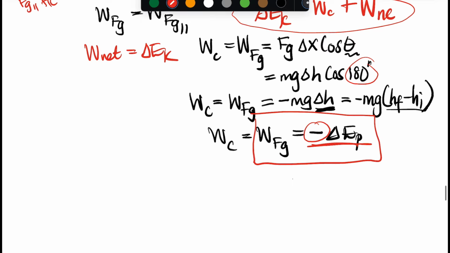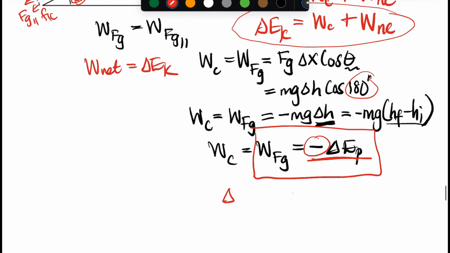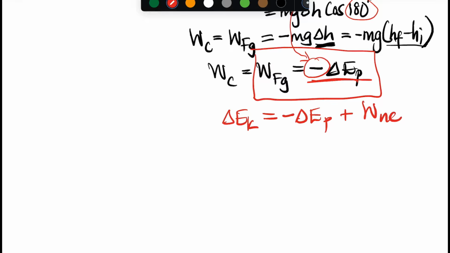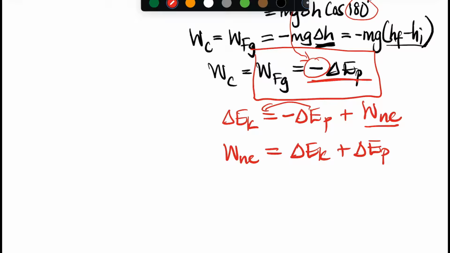Now we had the change in Ek equal to the work done by non-conservative force, and I'm going to replace it by this. So I'll say negative delta change in gravitational potential energy plus the work done by non-conservative force. Now from this, I want to make the work done by non-conservative force the subject of the formula. I'll say work done by non-conservative force is equal to, taking this one to that side, change in Ek plus change in Ep, right?